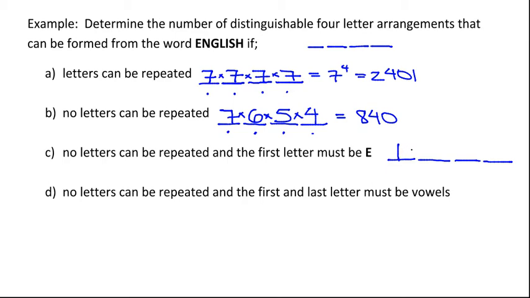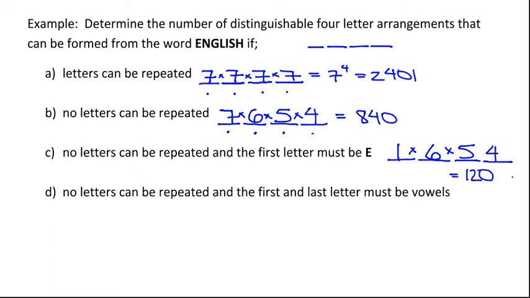For the second letter, I now have 6 to choose from, right? The second letter can be anything except for E, so N, G, L, I, S, H. So I'm choosing from 6 possible options for the second letter, and then again 5 for the third, and 4 for the fourth. That gives me a total of 120.